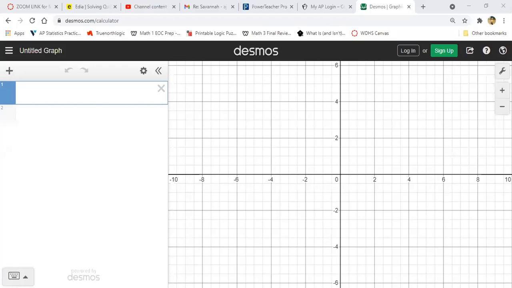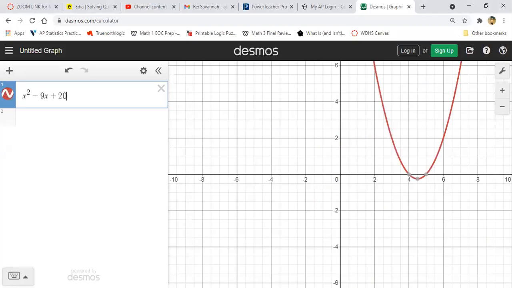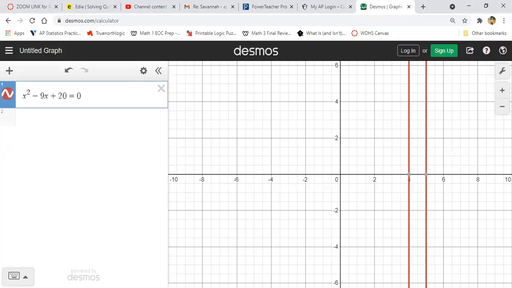And if you'll just go to number 1 on your sheet, that's what I'm doing. It has r squared, but I'm going to put in x's. So x squared minus 9x plus 20 was number 1, and it was equal to 0. If you put that in, it makes these two vertical lines. If you look at where those lines cross, 4 and 5 were our two answers.